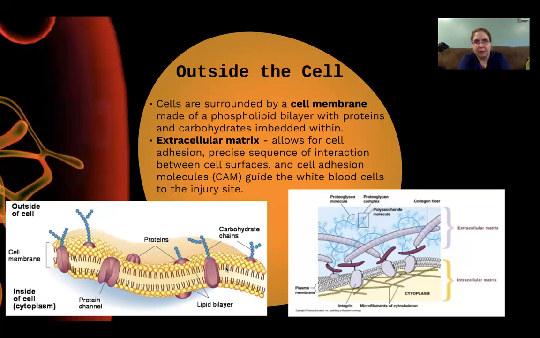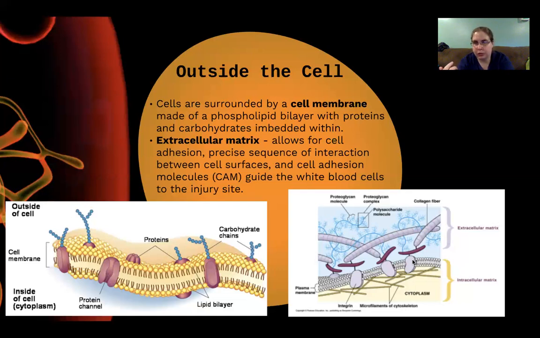Now, on the cell membrane, we have something called the extracellular matrix. So if you look here at the other picture, we have the membrane, we have these proteins, and then we have the carbohydrate chains hanging off. And these carbohydrate chains can interact with these other fibers that are outside of the cell, which is what makes up the extracellular matrix. Now, this extracellular matrix has a few different jobs.